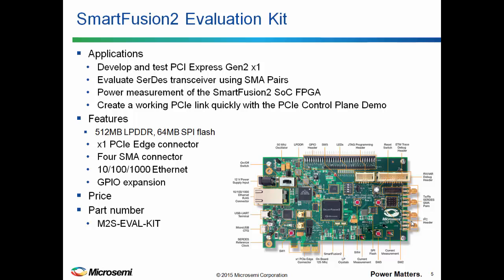This board has LPDDR, 512 megabytes. It has 64 megabytes of SPI flash. Again, you can access the Ethernet using the Ethernet MAC and the connector here. And we've brought out a header here, so you can bring signals out from the FPGA, just kind of general purpose, and you can connect up to other boards or scopes and things through these pins.